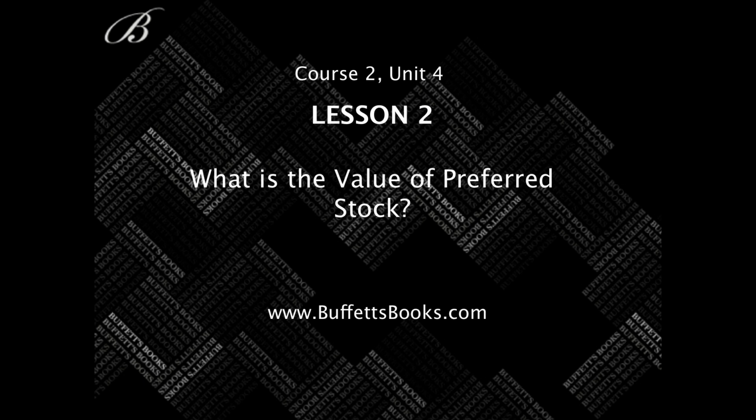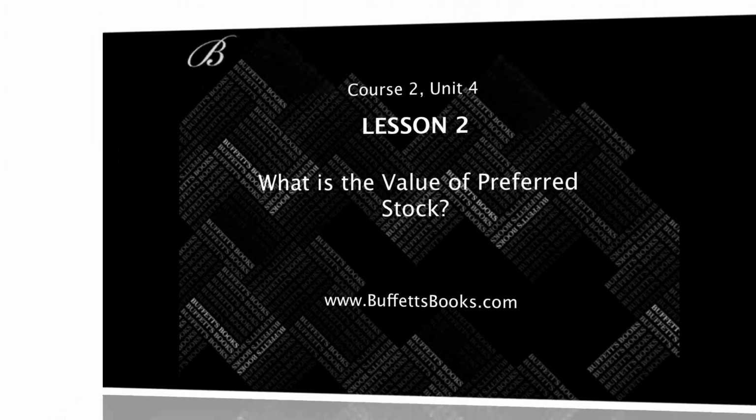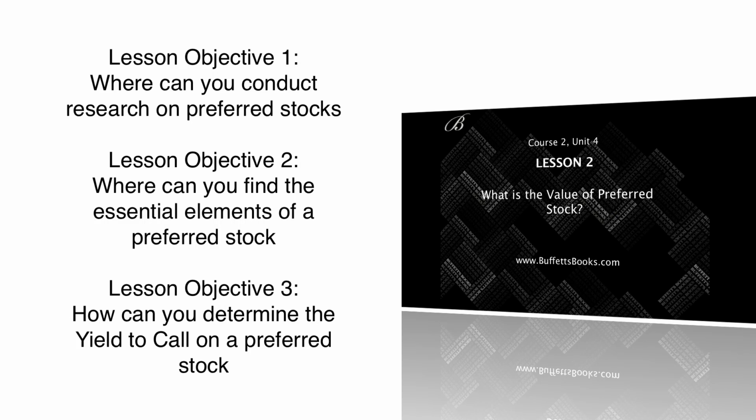So this concludes Course 2, Unit 4, Lesson 2. We covered three lesson objectives. The first was where we can conduct research on preferred stocks. The second was where we can find the essential elements of a preferred stock. And the third was how to determine the yield to call on a preferred stock.